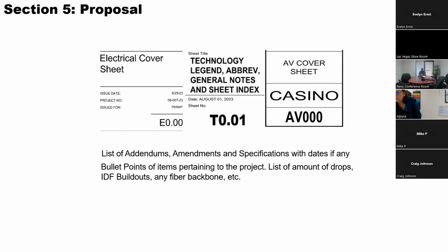Sheets of plans used with dates of plans, for example, E-sheets for electrical, T-sheets for technology, and so forth, usually found on the bottom right corner of your plans. List of addendums, amendments, and specifications with dates, if any. Then bullet points of items pertaining to the project: the amount of drops or cameras, speakers, and so forth, IDF build outs, any fiber backbone, etc.